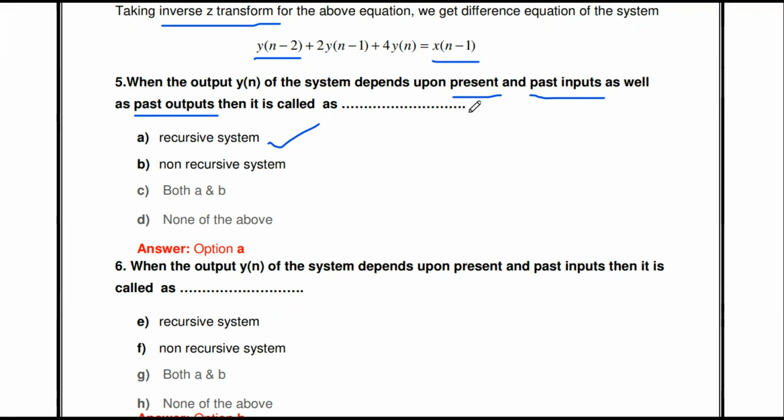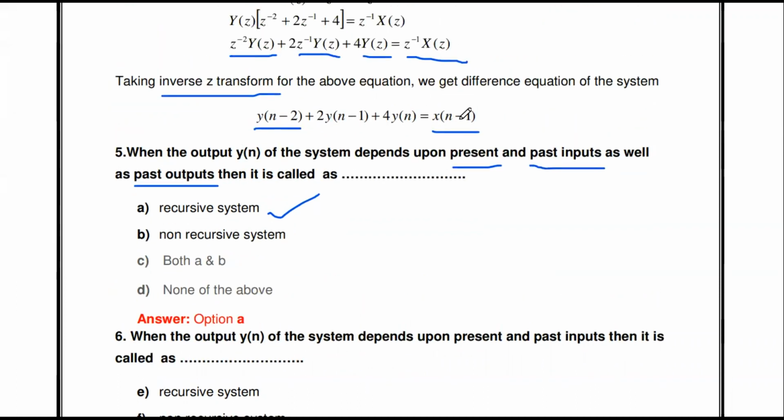If the present output of the system does not depend upon the past output, the system is said to be a non-recursive system. So for the recursive system, you see this equation, the last equation.